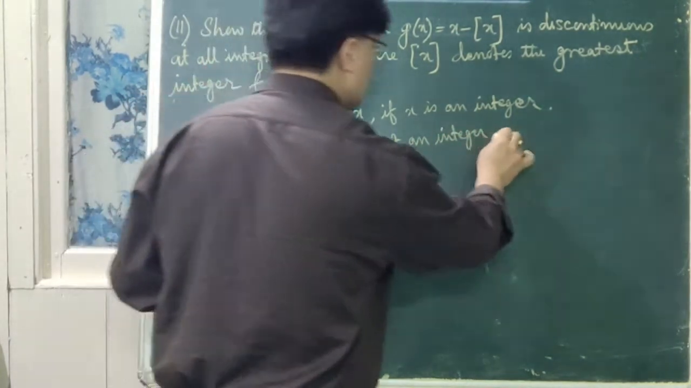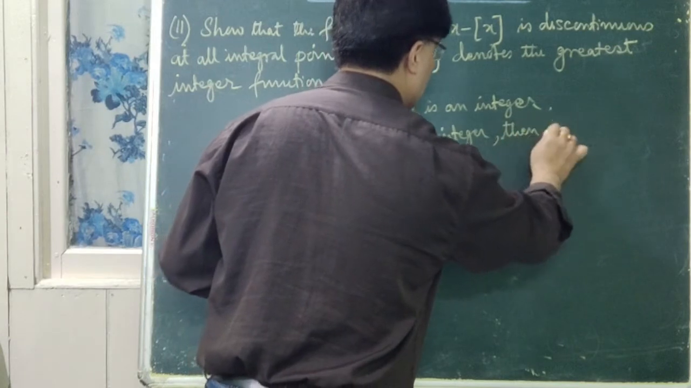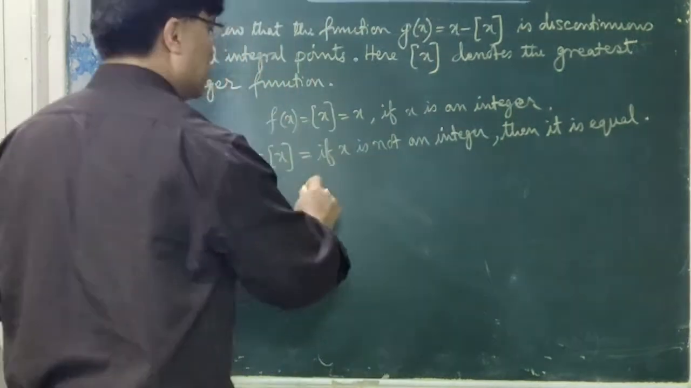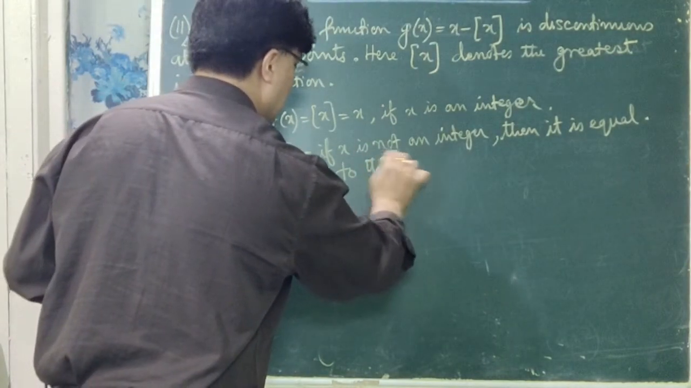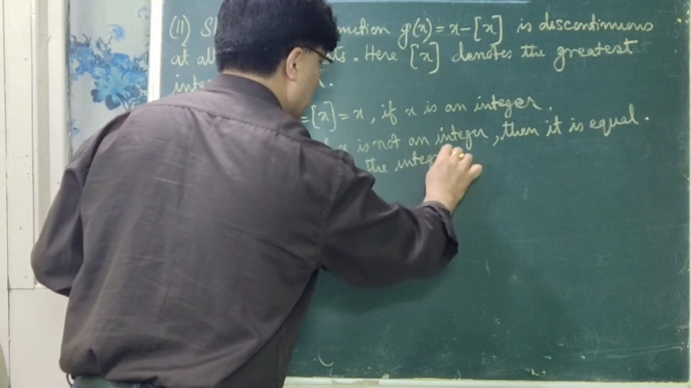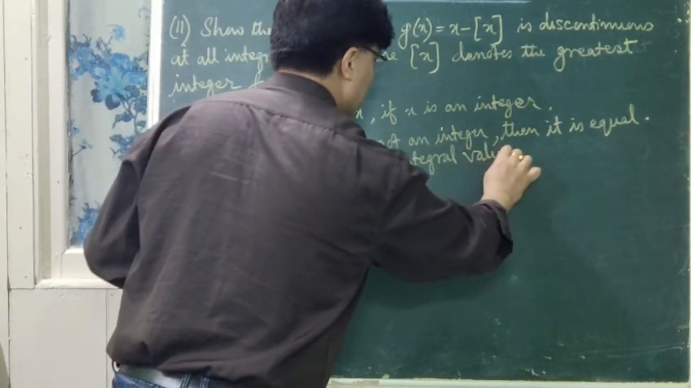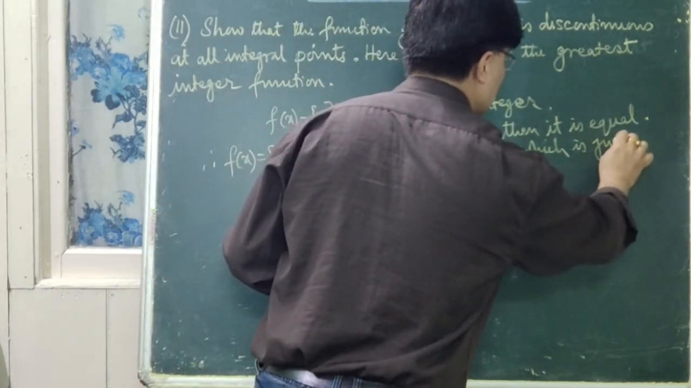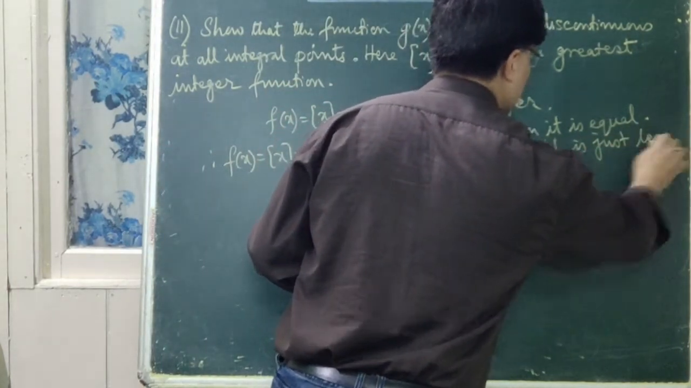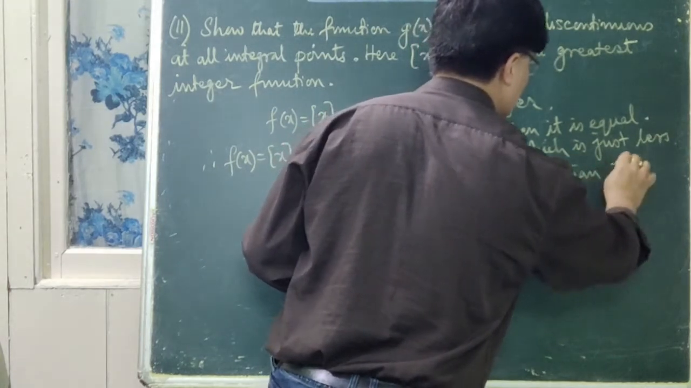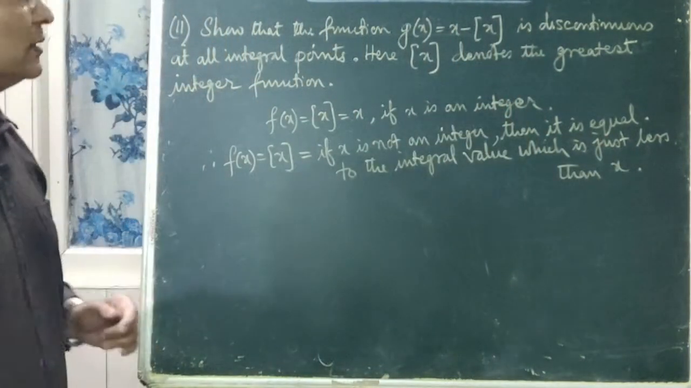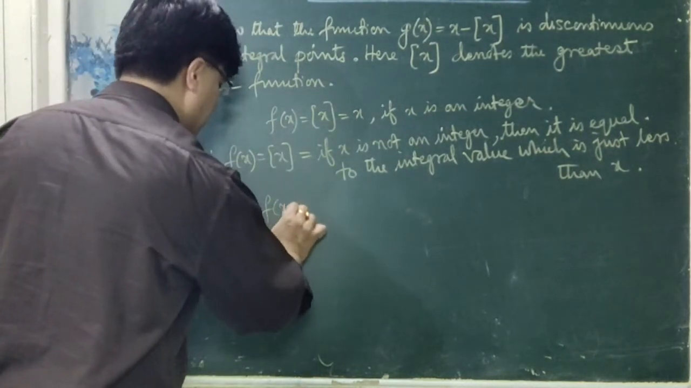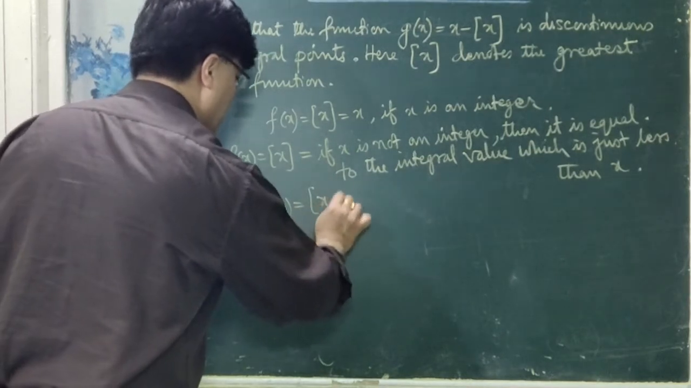If x is not an integer, then it is equal to the integral value which is just less than x. Just now I told you about this one, isn't it? Let us give some example out here. f of x is equal to, within third bracket, x.